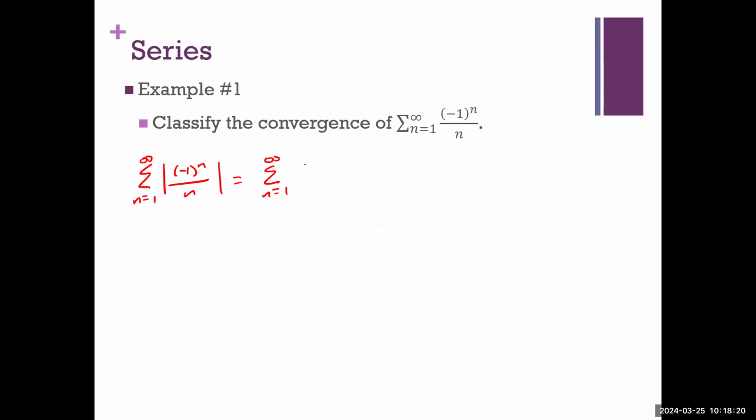Let's just do the same sequence of steps that we just did. So if I take the absolute value of this, I get 1 over n, right? What does this series do? This diverges. So we do not have, what kind of convergence do we just prove that we don't have? So no absolute convergence. What does that tell us about conditional convergence?